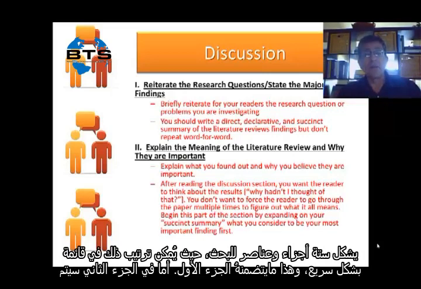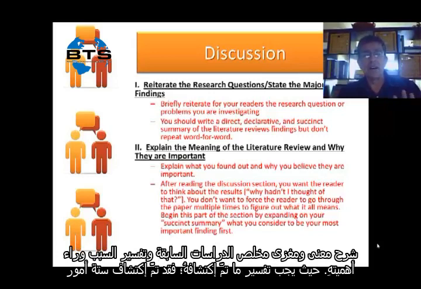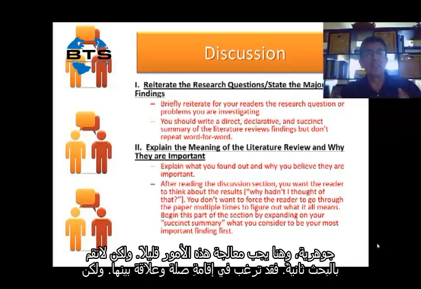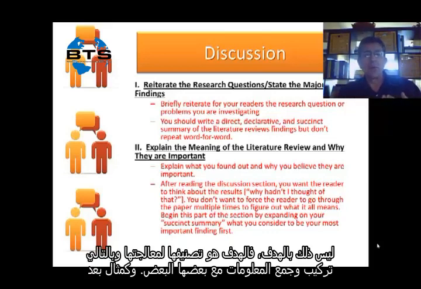In the second part, you want to explain the meaning of the literature review and why it is important. In doing that, you want to explain what you found out. There were 6 key areas, and then you want to elaborate a little bit more. But don't give the research again necessarily. You may, at some point, tie that in, but that's not the point. The point is to elaborate, synthesize information and put it together.